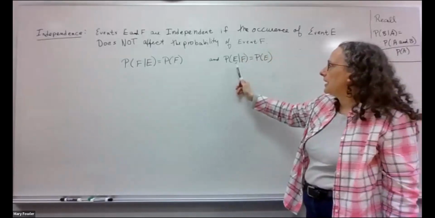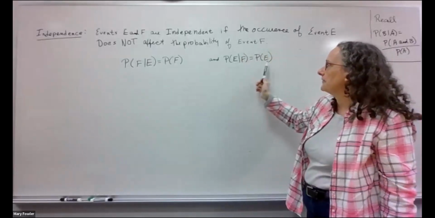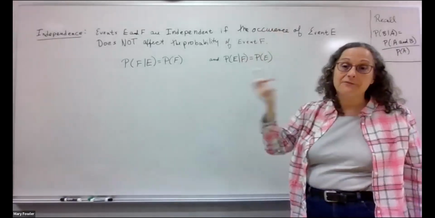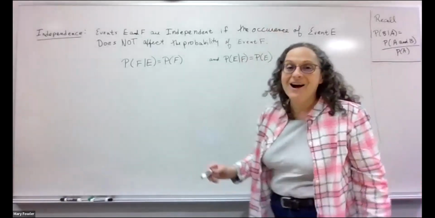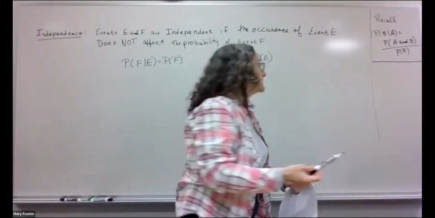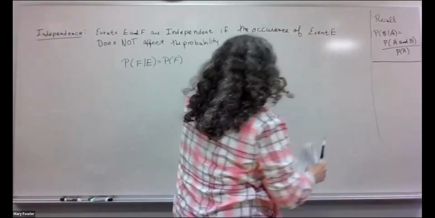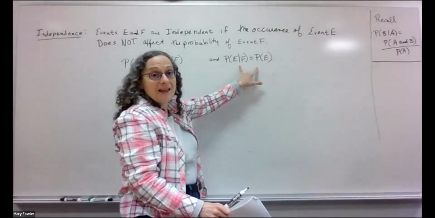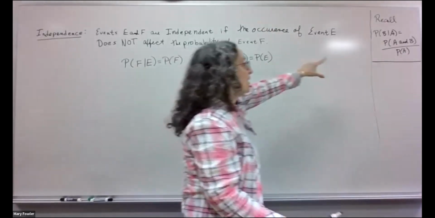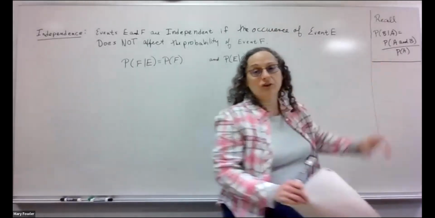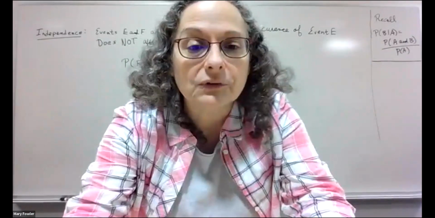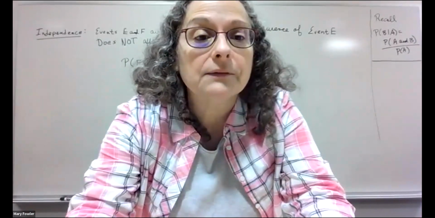So that's how we write that in equations. And here we have the probability of E given F is equal to the probability of E. So if we're given independence of E and F, then both of these will hold. Notice the difference between the conditional probability in independent events and the general definition of conditional probability.